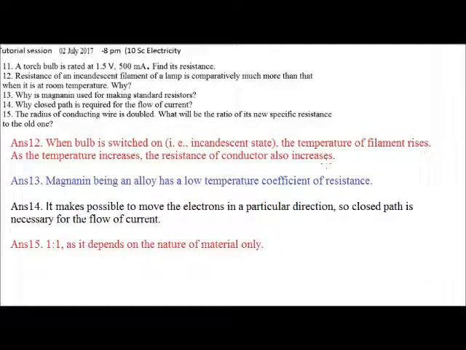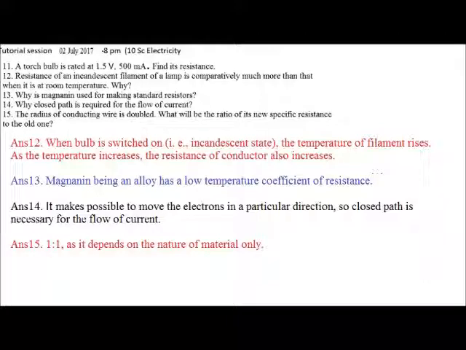Then question number 13. Why is magnesium used for making standard resistors? Very simple, straightforward answer: magnesium, being an alloy, has a low temperature coefficient of resistance. So you want to use a resistance which has a low temperature coefficient. So we use magnesium because it is not going to, you can say, burn or get affected as temperature increases.